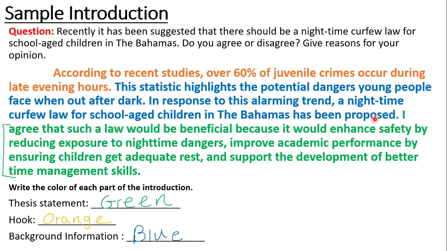And I'm going to say, I agree that so and so and so and so. All right. So this is how you should write your introduction. Do not start writing your introduction with, I agree or disagree. Why can't you start with just saying, I agree or disagree? What's the problem? Because you need a hook. What else?